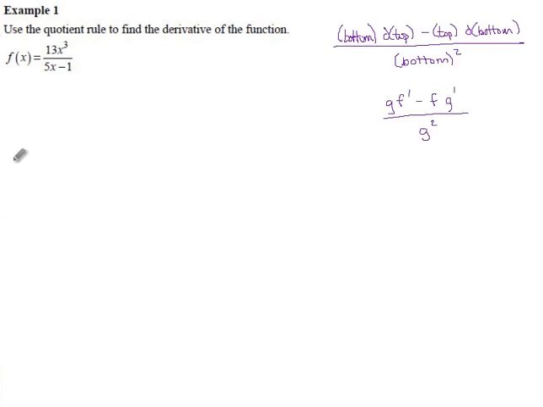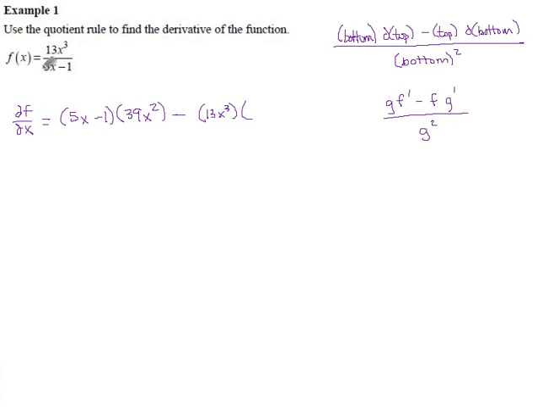Okay, so the derivative of this, df dx, is the bottom, 5x minus 1, times the derivative of the top, which should be 39x squared. So bottom d top minus top, 13x cubed. Derivative of the bottom, well, the derivative of the bottom is simply 5.